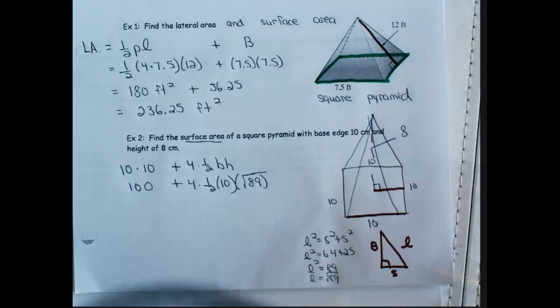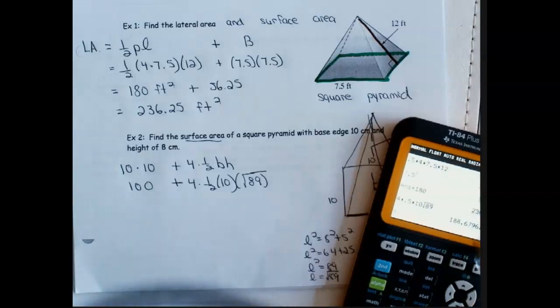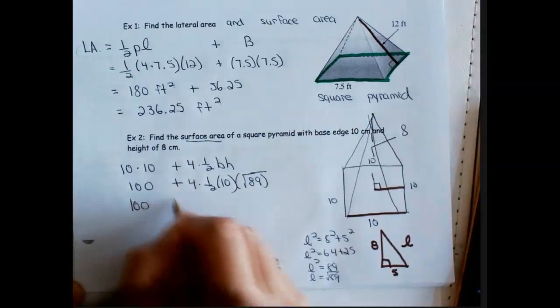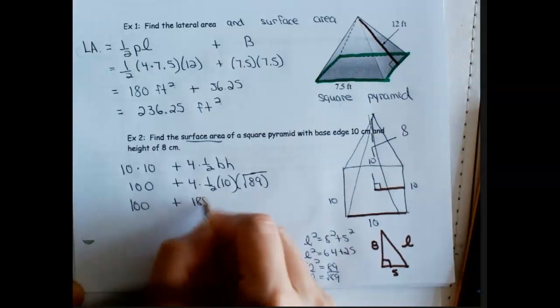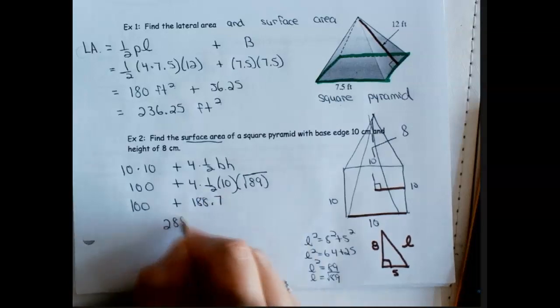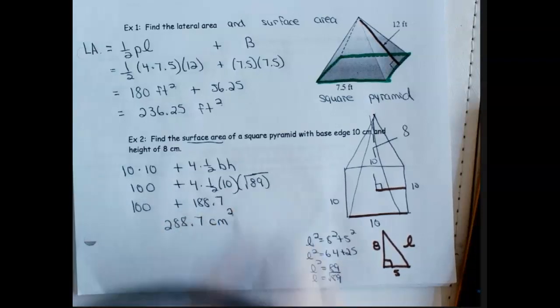So let's go ahead and type that in our calculator as well. For the lateral area, I'm coming up with 188.7. And then we'll add it to that 100. We get 288.7 centimeters squared.